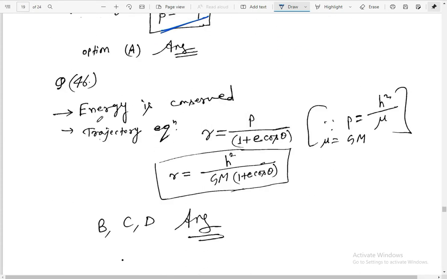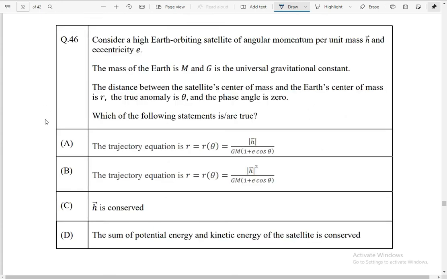First one is energy is conserved, and from the trajectory equation we have this formula: r equal to p by 1 plus e cos theta, where p equal to h square by mu and mu is equal to GM. Finally we have r is equal to h square by GM times 1 plus e cos theta. So options are here, you can see the trajectory equation, this is the right equation. Energy is conserved, that is h is conserved, and the sum of potential energy and kinetic energy of the satellite is also conserved. So we have B, C and D options are correct.